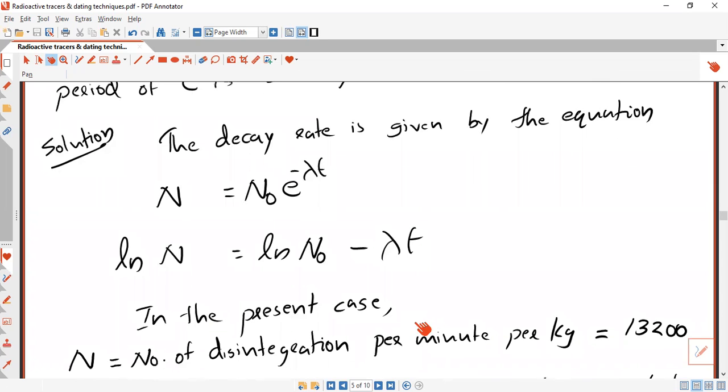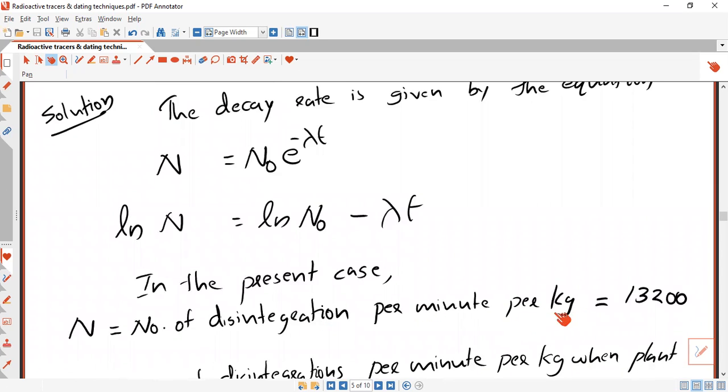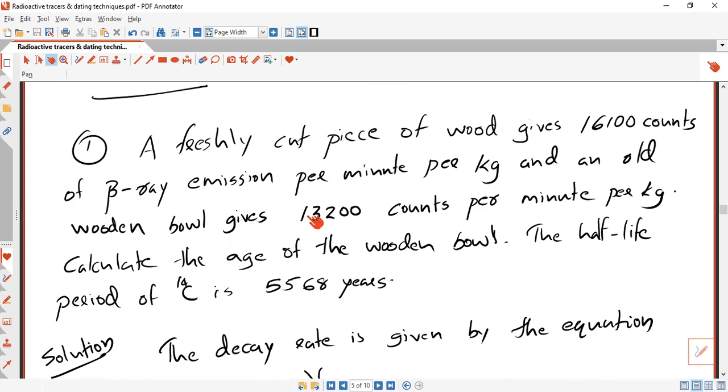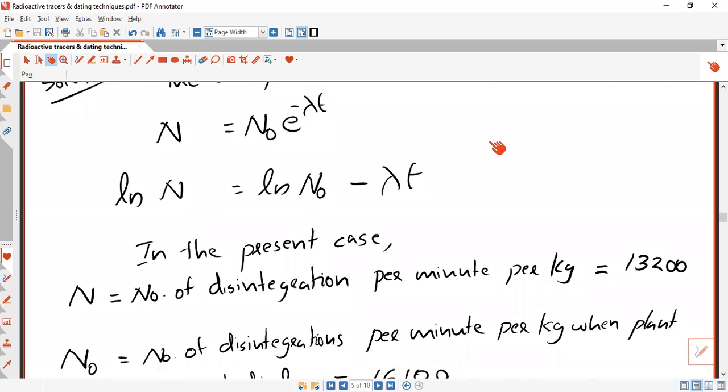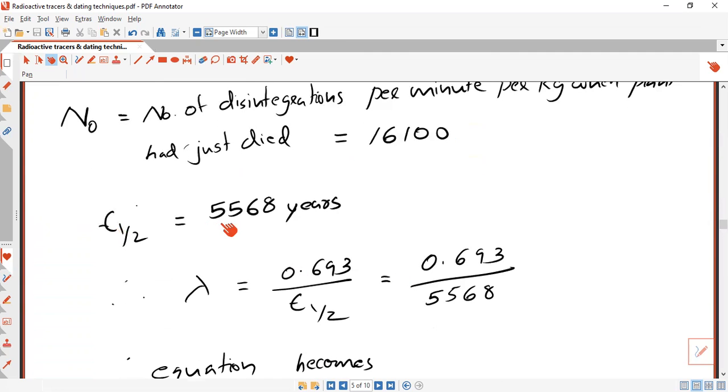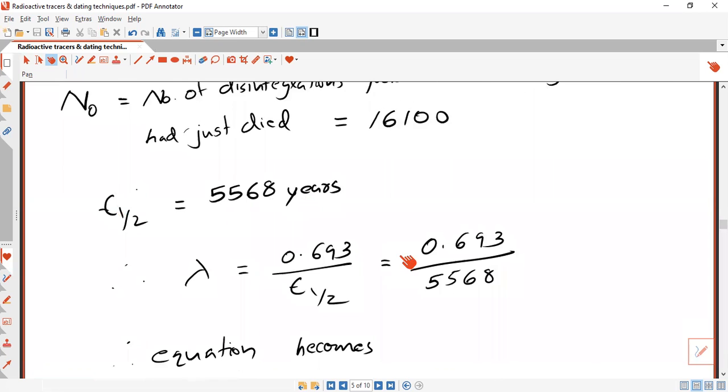In the present case, what is N? The number of disintegrations per minute per kilogram at time T, which is equal to 30,200. The freshly cut piece, that is at the time of death, is N0, just died, which is 16,100. Both the units are the same. So T half is equal to 5,568. From the half-life period, we can calculate the disintegration constant lambda, which is equal to 0.693 by T half, that is 0.693 by 5,568.